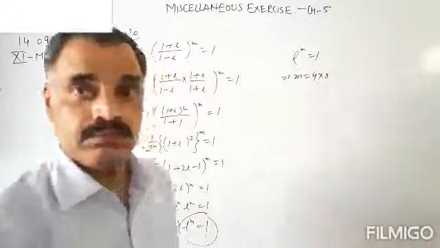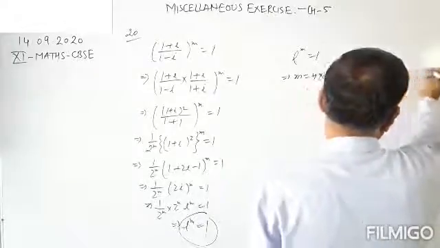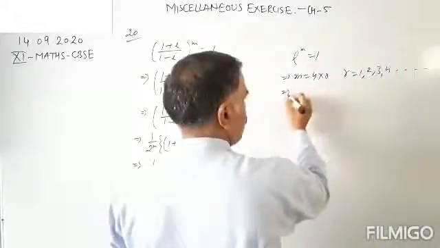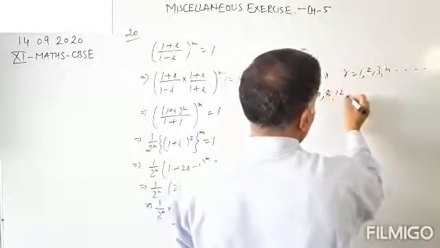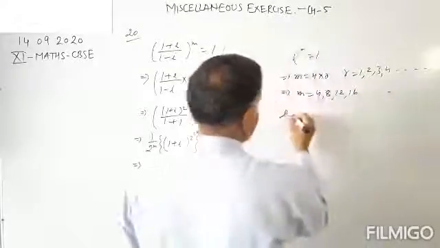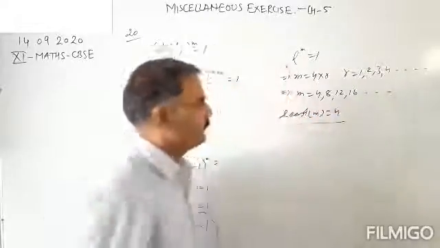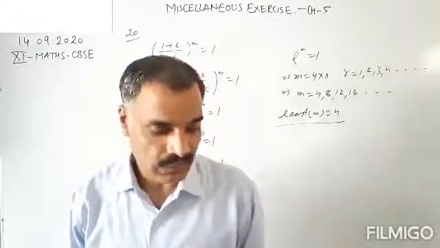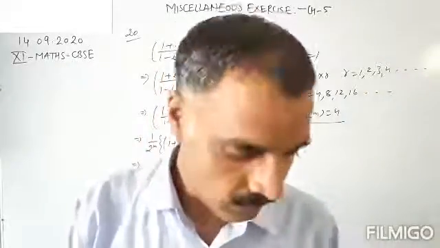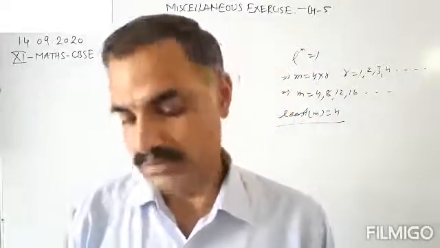M is a multiple of 4, m equals 4r, where r equals 1, 2, 3, 4 up to infinity. So r equals 1 means m equals 4, 8, 12, 16 and so on, and the least m equals 4. Okay, so least m equals 4. This is the solution of the last question, question number 20 of chapter number 5. Okay, thank you.